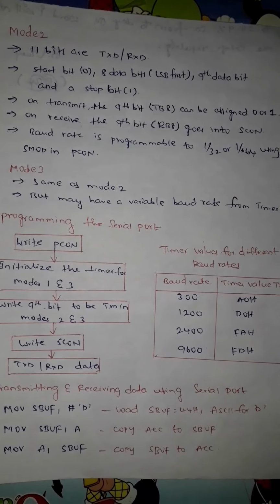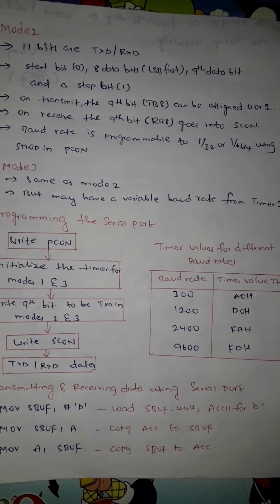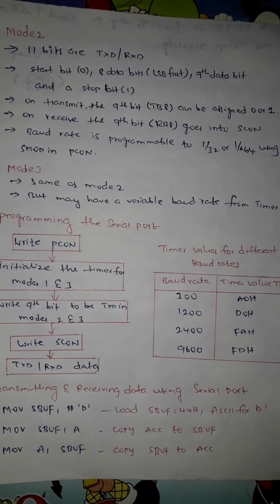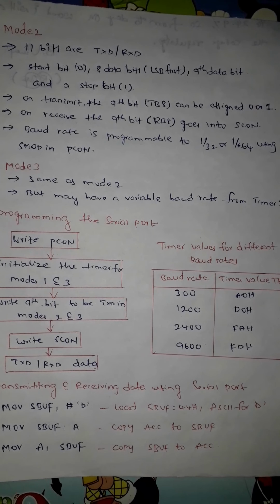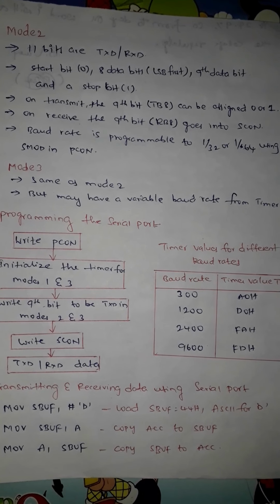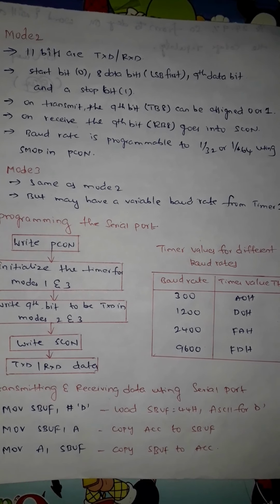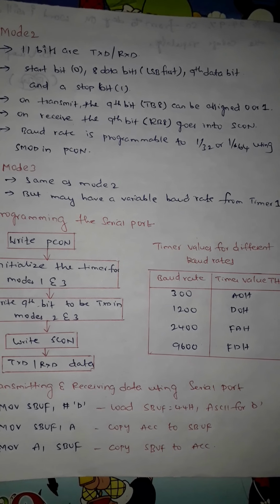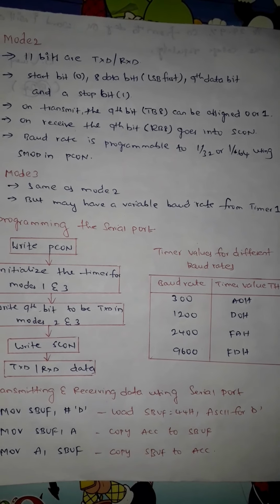If you look into mode 3, mode 3 of operation is very similar to mode 2. In mode 3 also we transmit 11 bits of data, but the only difference is that it has a variable baud rate. Mode 2 baud rate is fixed, whereas mode 3 baud rate is variable. You can select a variable baud rate by writing proper values in the timer.